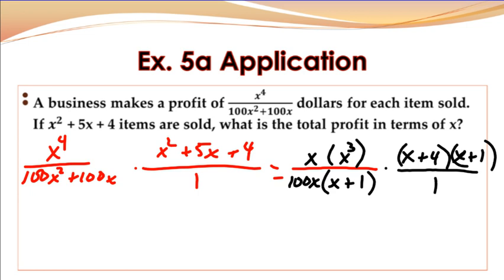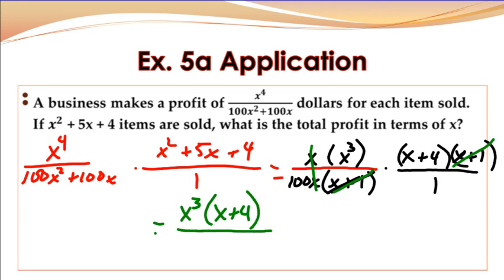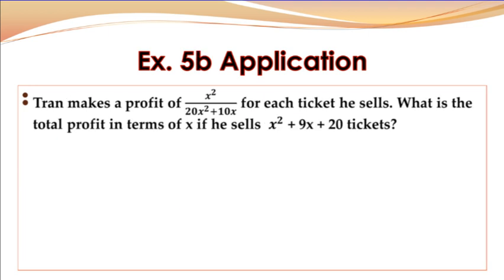Now I can simplify. X plus 1 divides out with x plus 1. And I have an x here and an x here. They cancel off. And I'm left with an answer of x cubed times x plus 4 all over 100. And I don't need to distribute it. I'll just keep it this way. So that would be our answer. And our last one here.